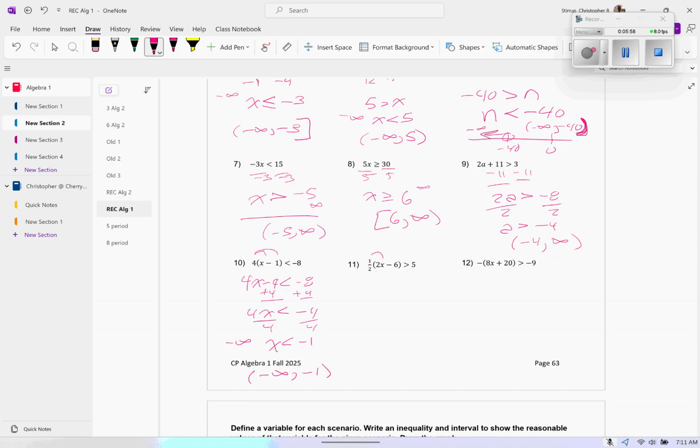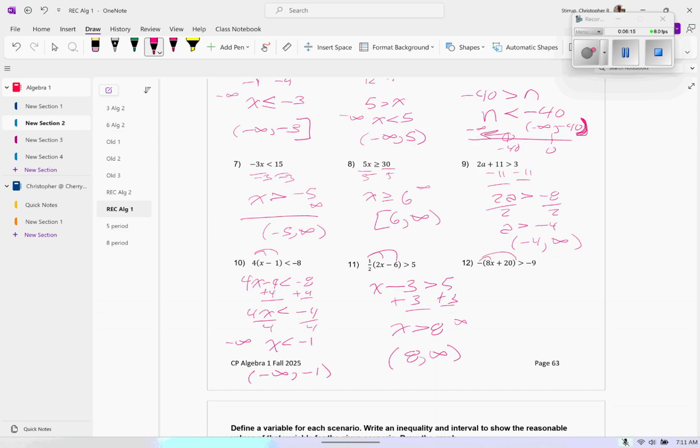What's half of 2? It's 1. What's half of -6? -3. Add 3 to both sides. X is greater than 8. So that's pointing to infinity, so it's going to go from soft bracket 8 to infinity.